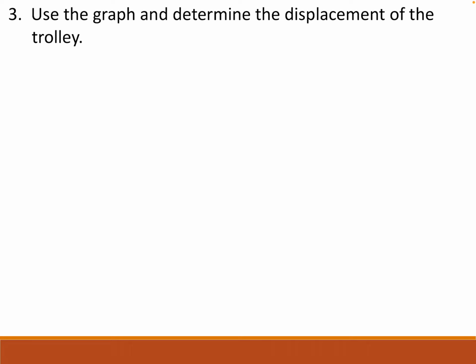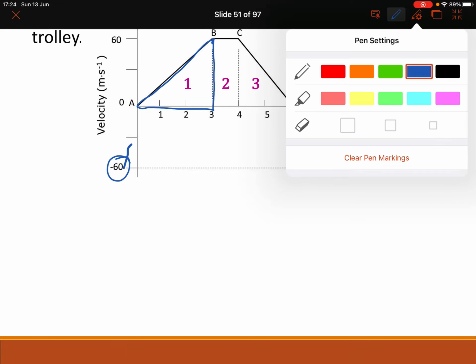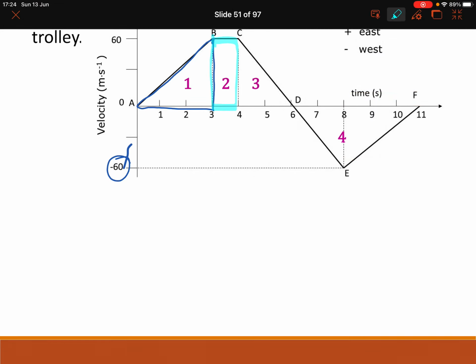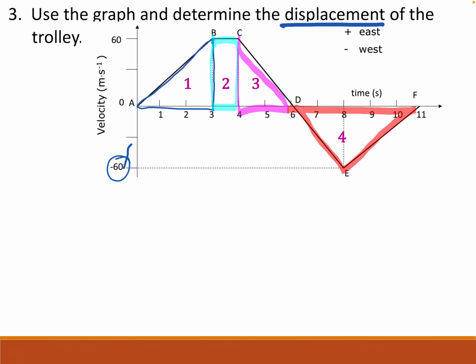Then they say use the graph and determine the displacement of the trolley. Now I've drawn the graph again because this is quite important. We have to look at the area under the graph, and displacement means I've got to take this negative into account. I'm going to break this up into a whole bunch of little parts. Part 1, which is a triangle. Then number 2, which is a rectangle. Then we've got 3, which is another triangle. And then I've got 4 over here, which is another triangle.